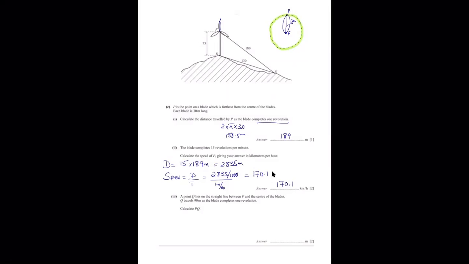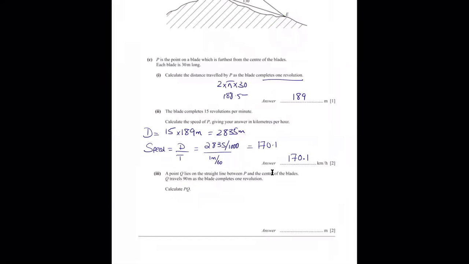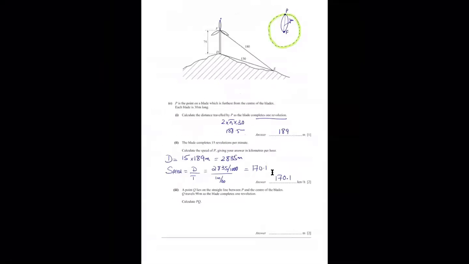Okay, let's try the next part. A point Q lies on a straight line between P and the center of the plate. The point Q is lying on this straight line between P and the center of the plate, somewhere here. Q travels 90 meter as the blade completes one revolution. So when the blade completes one revolution, it travels 90 meter. We need to calculate the distance PQ.